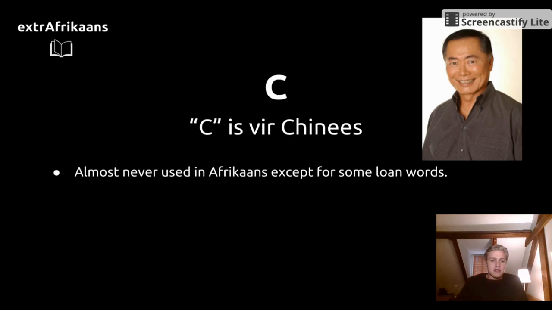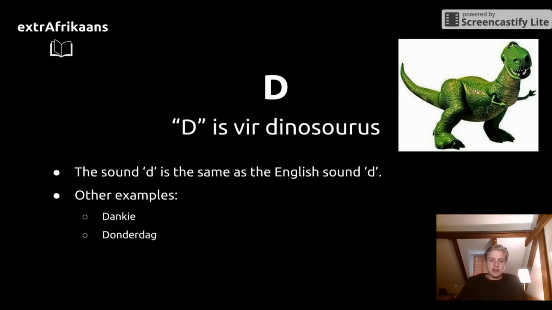And again, C is almost never used in Afrikaans, except for some loan words or foreign imported words. For example, Chinese was not a part of the Afrikaans alphabet initially and then later became one. Next one is D. D is for dinosaurus, which is a dinosaur, as you can see. The sound D is the same as the English sound D. Other examples of this sound would be dankie, which is thank you, and donderdag, which is Thursday.